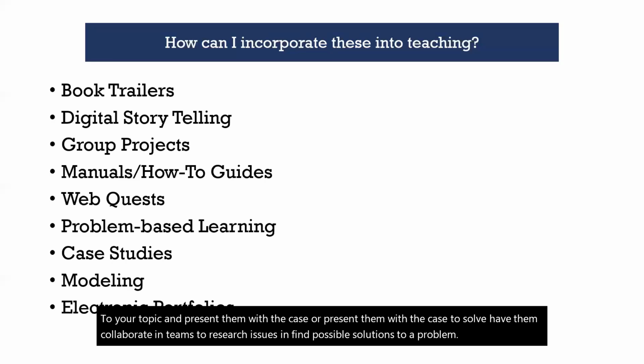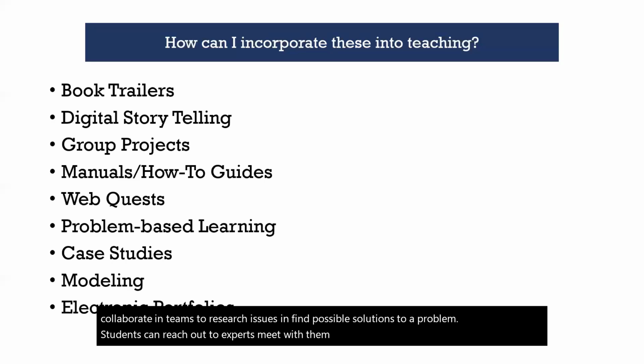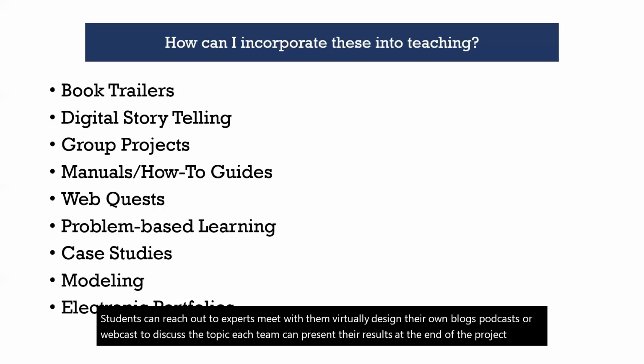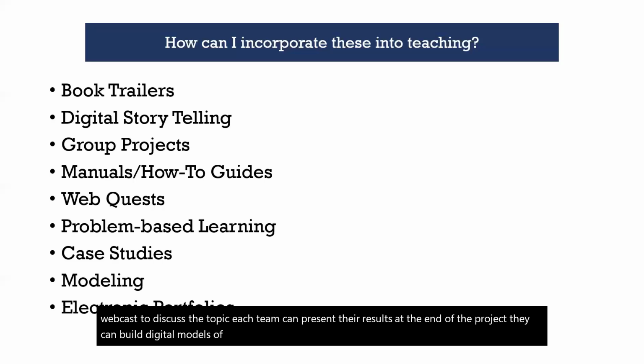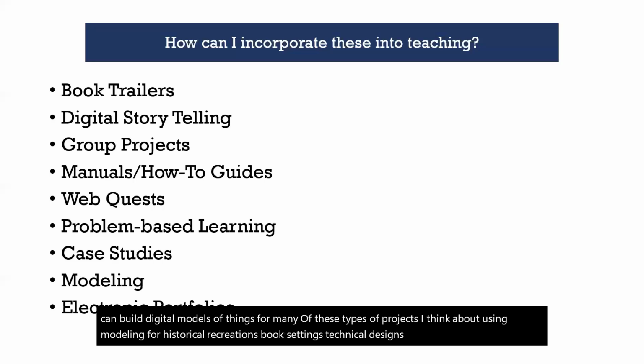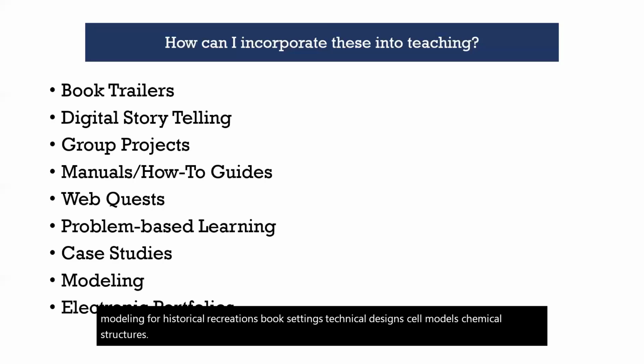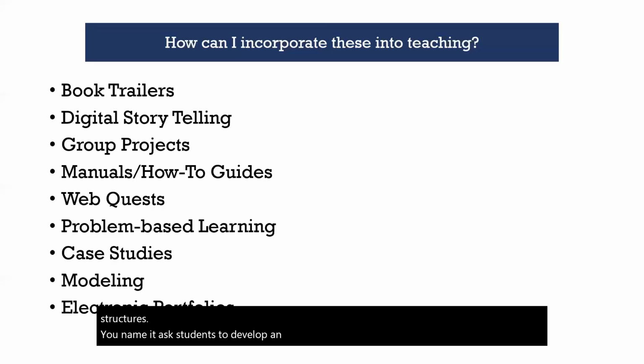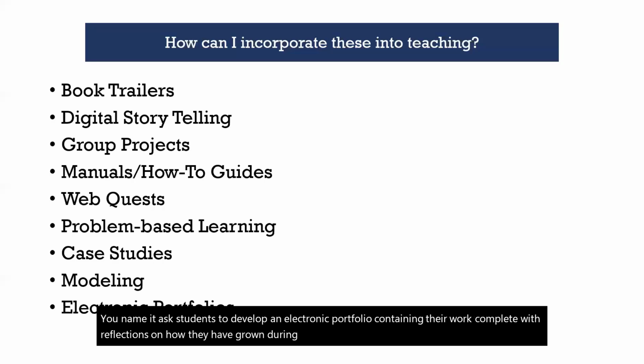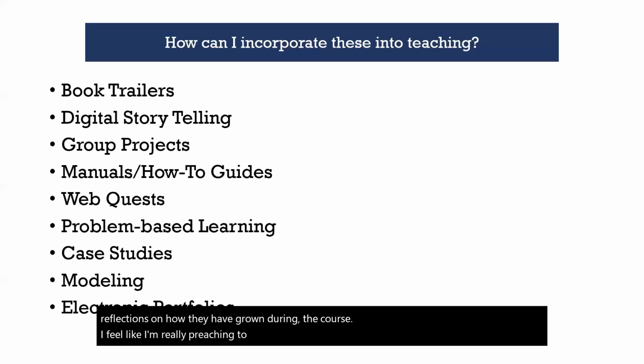Students can reach out to experts, meet with them virtually, design their own blogs, podcasts, or webcasts to discuss the topic. Each team can present their results at the end of the project. They can build digital models of things for many of these types of projects. Think about using modeling for historical recreations, book settings, technical designs, cell models, chemical structures, you name it. Ask students to develop an electronic portfolio containing their work, complete with reflections on how they have grown during the course. I feel like I'm really preaching to the choir there, David. I know you do a lot of these things.